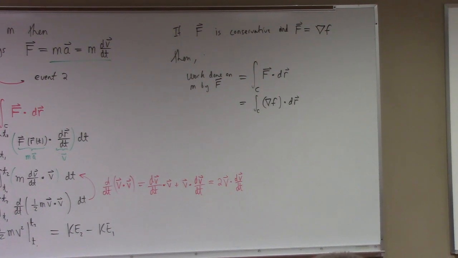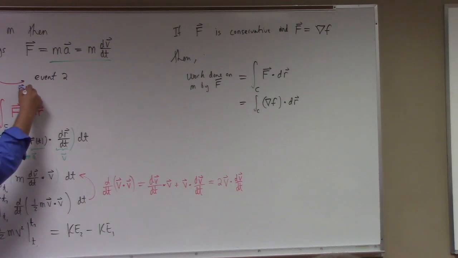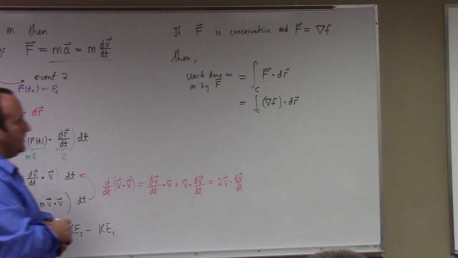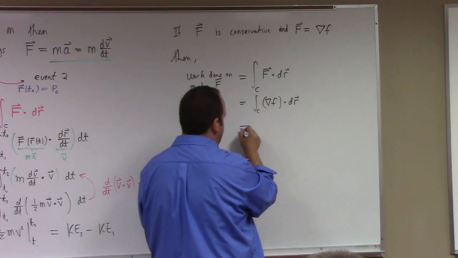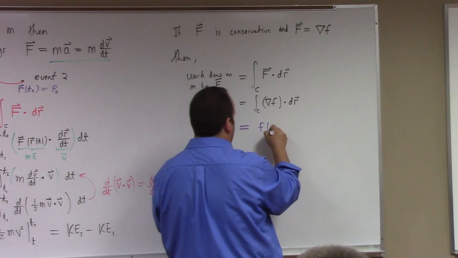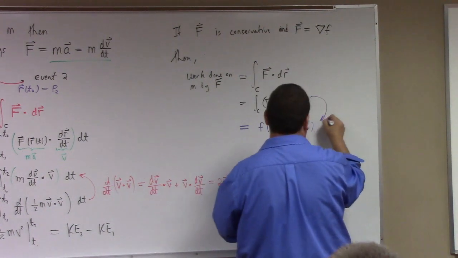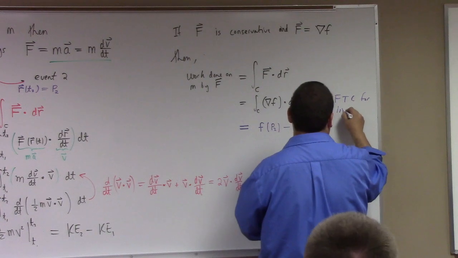Now, to make this discussion better, I should really label the initial and final points of this curve. Let's say this is r of t1, and this is r of t2. So we could call this point 1, and this point 2, just to give them easier names. And so what does the fundamental theorem of calculus for line integrals say? It says that this is equal to f of p2 minus f of p1. This is FTC for line integrals.